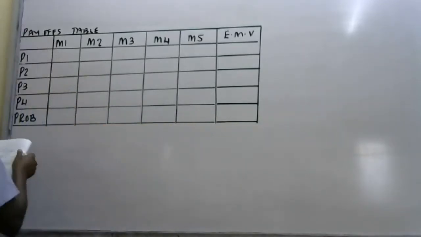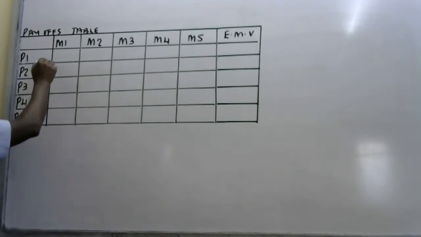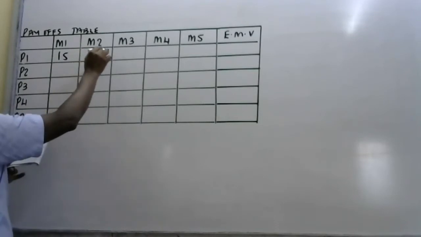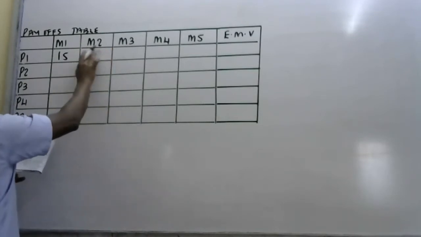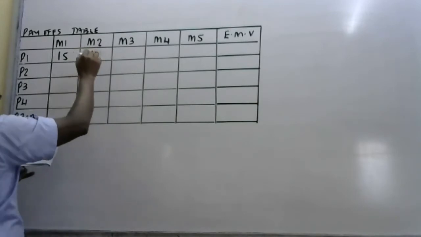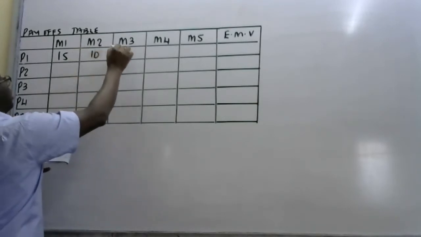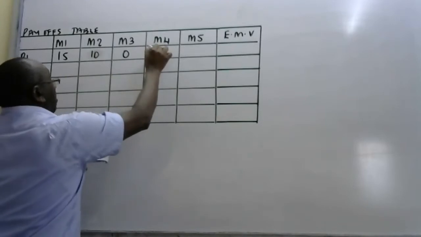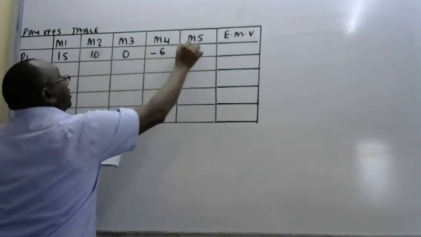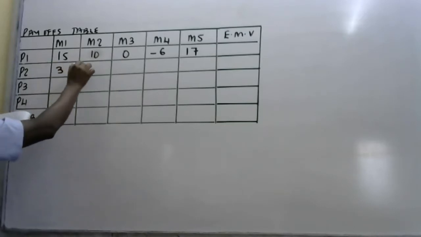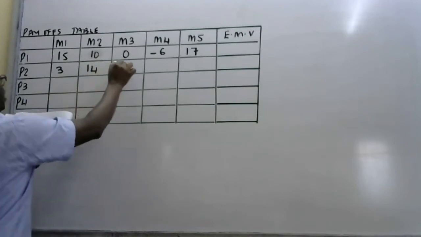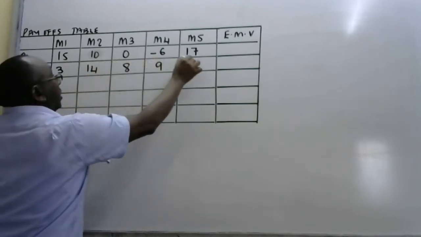So if I follow P1, it is 15, 10, 0, minus 6, and 17. If I go to P2, I have 3, 14, 8, 9, 2.